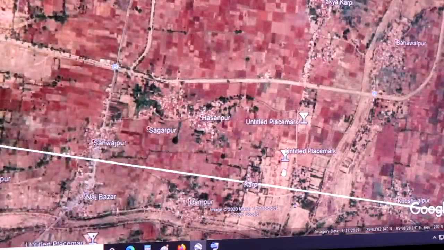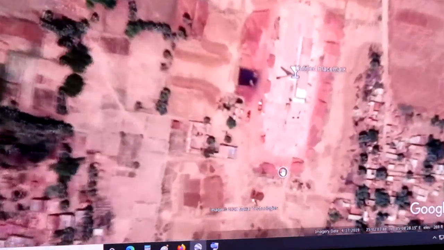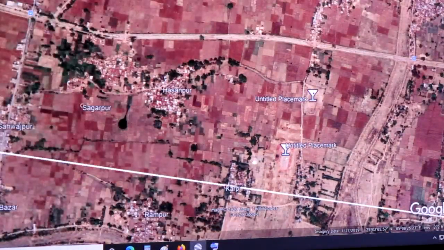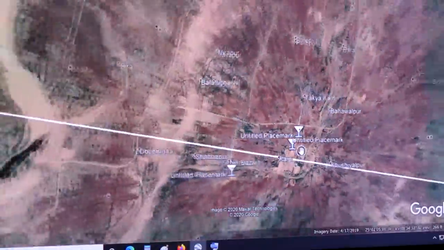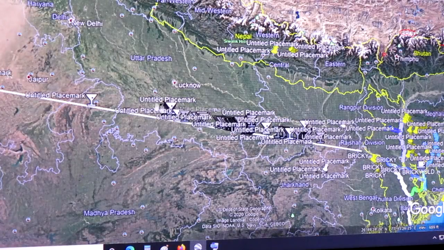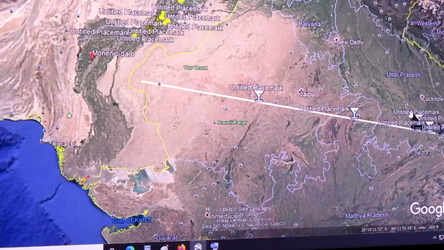Actually, the fields in India. I kind of like the color white, whitish gray. So I drew a random line across the Indo-Gangetic plain on the southern end of it. And these two are not brick fields, these are like houses, places of curiosity. I didn't name them all brickies because that takes too much time. I'm just going to show you a few.